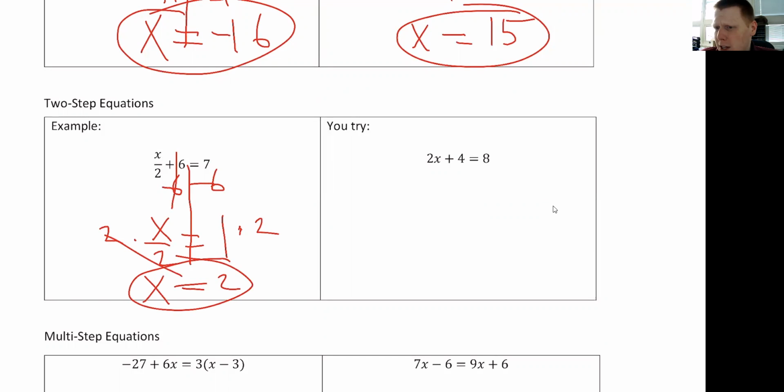How about you give this second problem a try, 2x plus 4 equals 8. Think about maybe what your first step might be and see if you can solve it, but we'll go over it here shortly in this video.